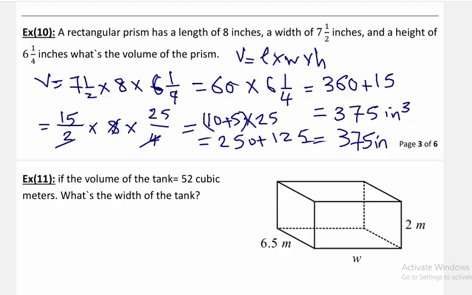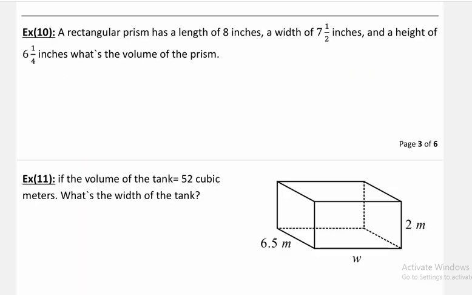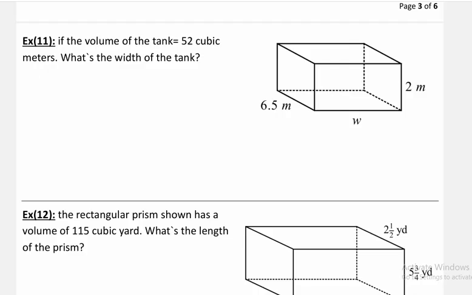Okay, pause the video, solve the next one by yourself, replay and check your answer. What is the volume of the tank? If the volume of the tank is 52 cubic meters, what is the width of the tank? Apply the formula. Volume equals length times width times height. Volume is 52 equals 6.5 times width times height, which is 2.